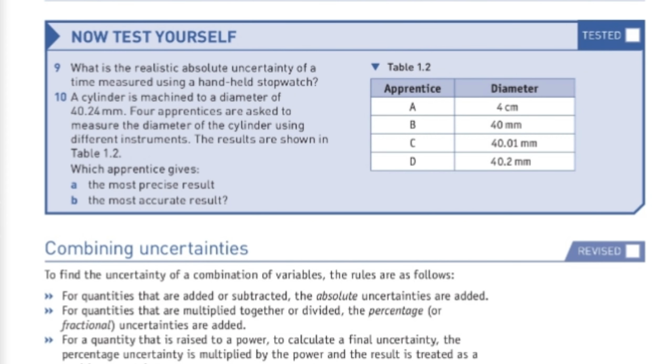Now test yourself. Number 9. What is the realistic absolute uncertainty of a time measured using a handheld stopwatch? Number 10. A cylinder is machined to a diameter of 40.24 millimeters. Four apprentices are asked to measure the diameter of the cylinder using different instruments. The results are shown in Table 1.2. Which apprentice gives the most precise result, and the most accurate result?